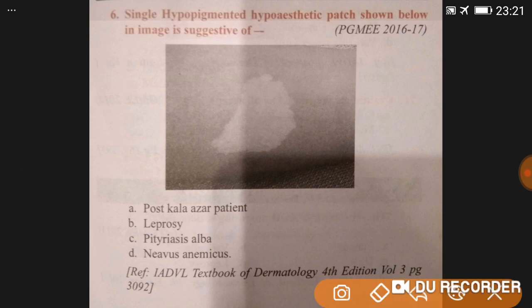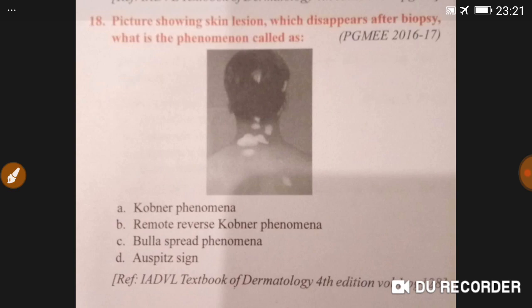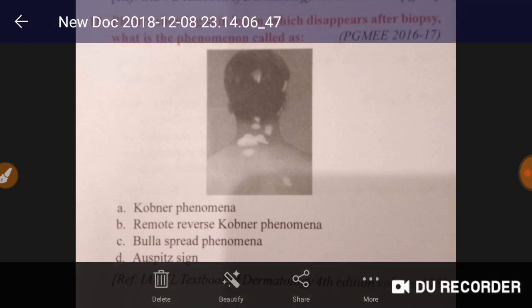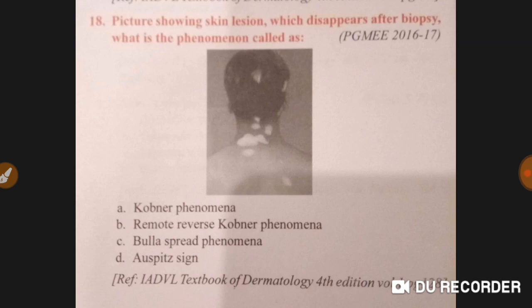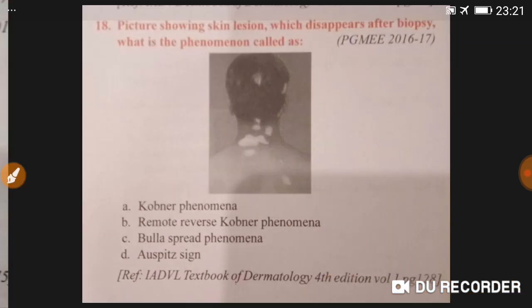A single hypopigmented hypoaesthetic patch shown below in the image is suggestive of leprosy. This is leprosy. Leprosy. Picture showing skin lesions which disappear after biopsy. What is the phenomenon called? See guys and think about it. This is reverse Koebner's phenomenon.